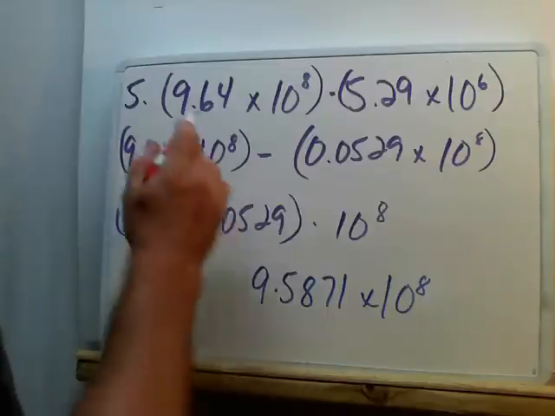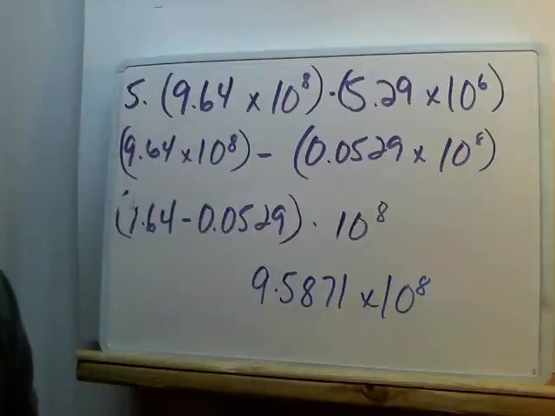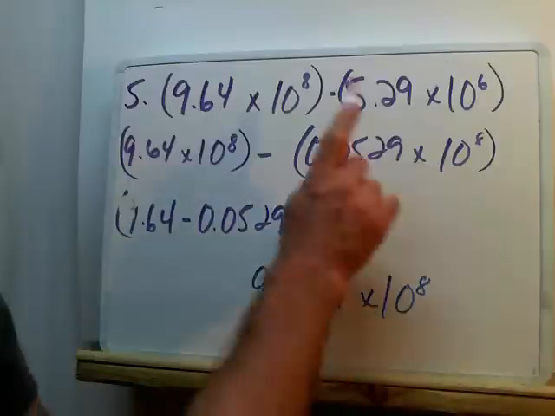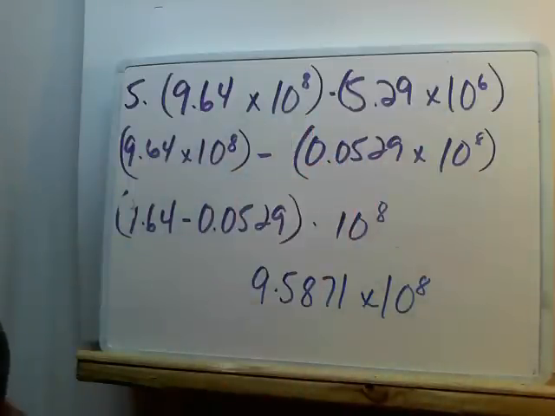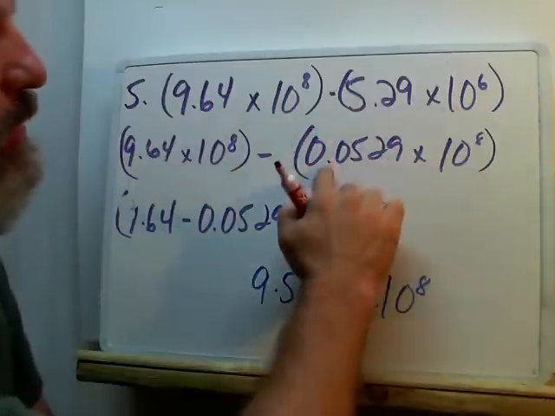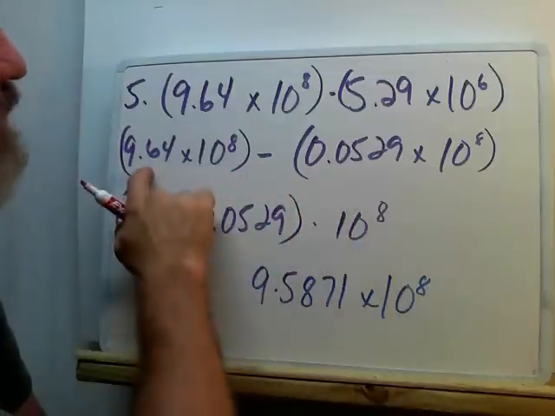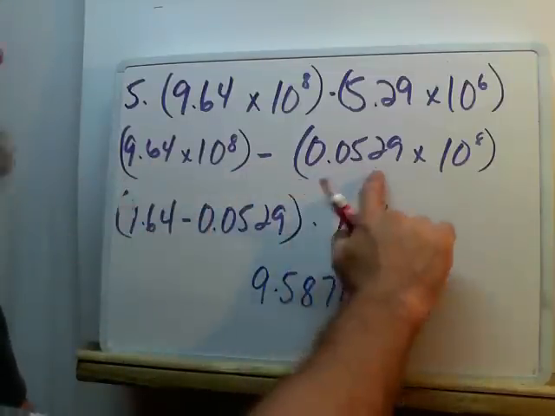Number 5, 9.64 times 10 to the 8th power minus the quantity 5.29 times 10 to the 6th power. Again, which should we switch? Well, obviously, if we switch this to the 8th power, we're subtracting a very small number here. We're still going to end up just fine here, so that's the way to go.